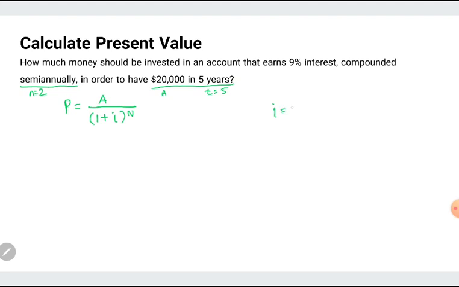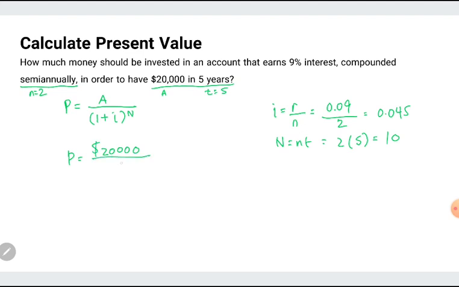So again, the routine is I equals R over N, 0.09 divided by N is 2. So this will be 0.045. Big N is small n times T. N is 2. T is how many years? 5 years. So 10. So A will be $20,000 divided by 1 plus I, 0.045. Be careful not to add too much zeros. Raise to the 10th power.